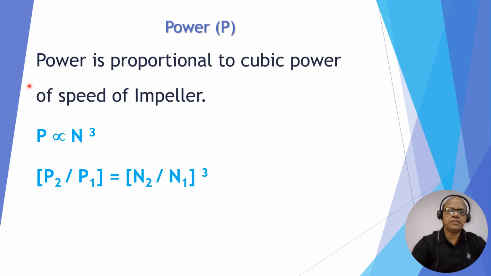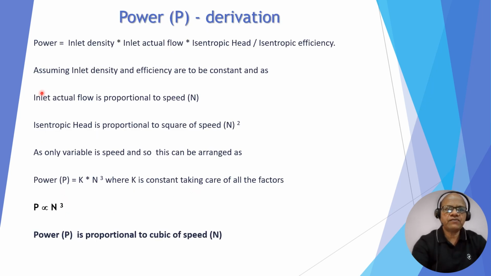Power. Power is proportional to the cube of the speed of the impeller, that is P is proportional to N cube. Another way, P2 by P1 is equal to N2 by N1 to the power 3. So now the derivation for power.